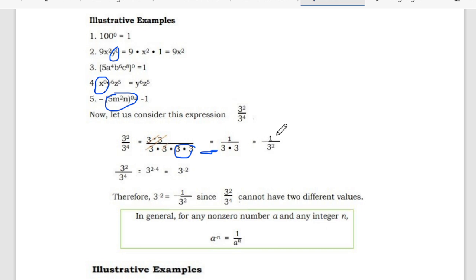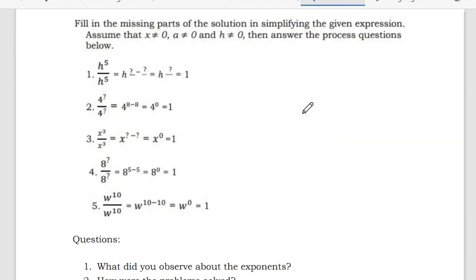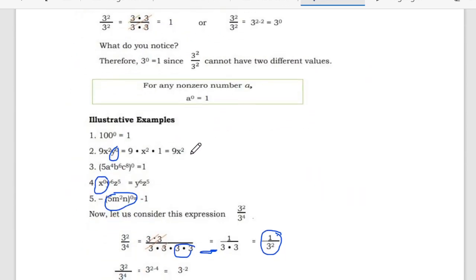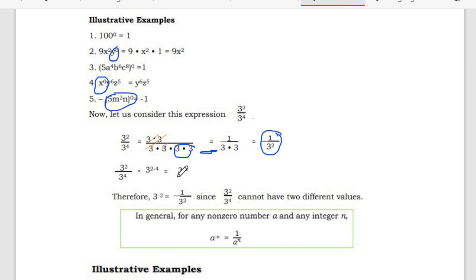So therefore, your answer is 1 over 3 raised to 2. Or you can apply this one. So applying that, we have your m is 2, your n is 4. So 3 raised to 2 minus 4. So this will become negative 2.